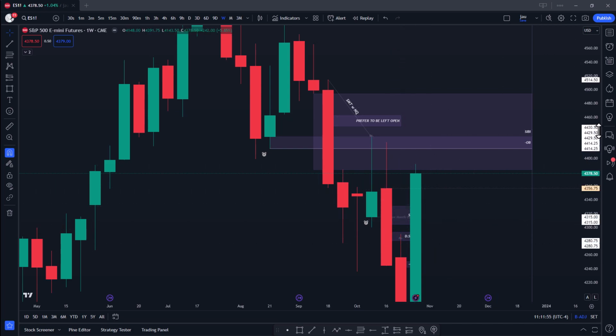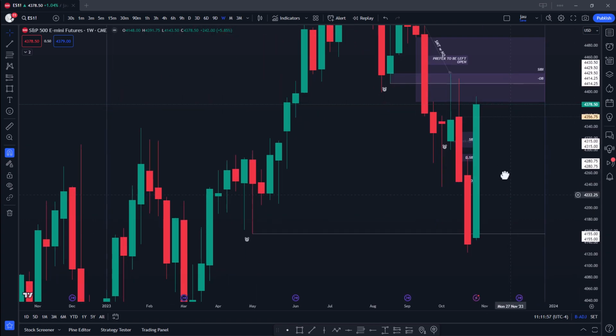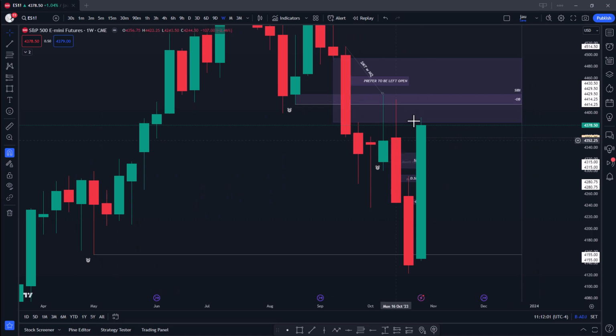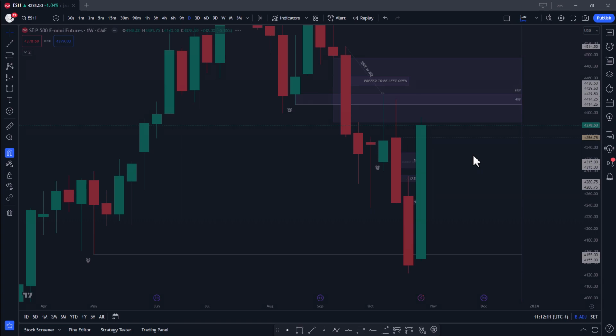We closed above it, so it's sort of screaming bullish price in this market. It's sort of saying that we might be trading higher soon, but again, I am not going to be the one trying to buy this up or until we get a proper market structure shift on a lower time frame. So let's move down to the daily chart.